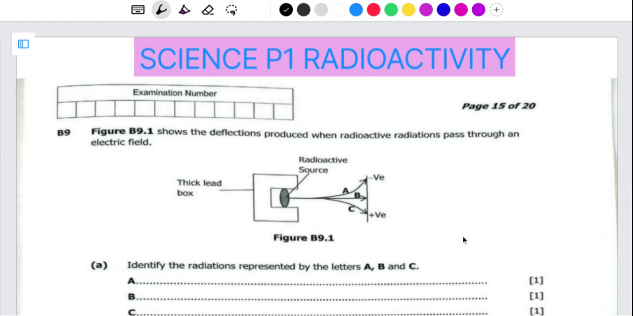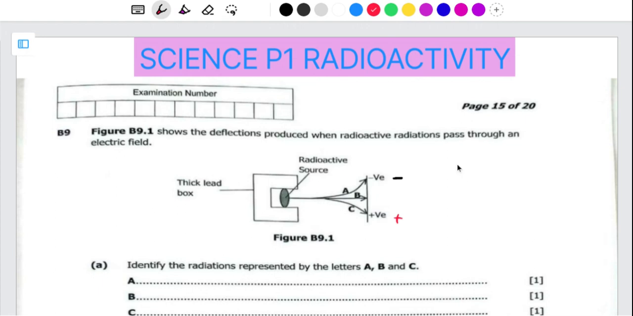Radioactive elements or radiations are affected by an electric field. They are also affected by a magnetic field. It just depends on the nature of a certain radioactive sample that is passing through the electric field as well as the magnetic field. Here we have the negative charge on this pole, then we also have a positive charge on this pole. So you have to understand the nature of the radiations from this source.